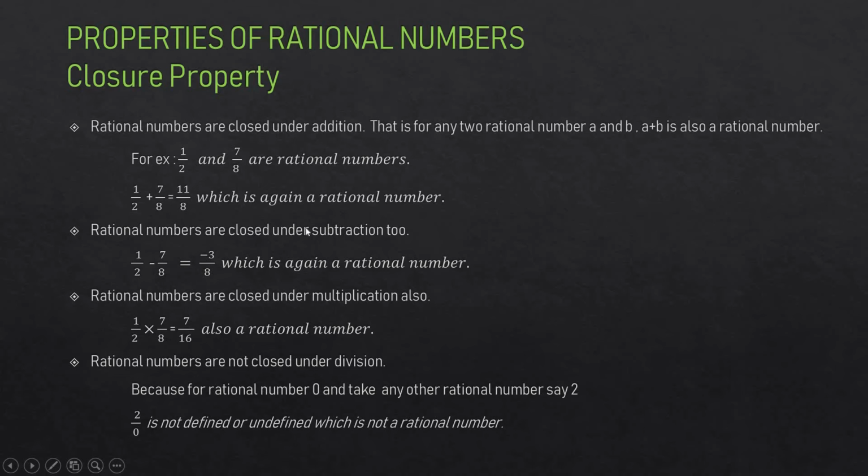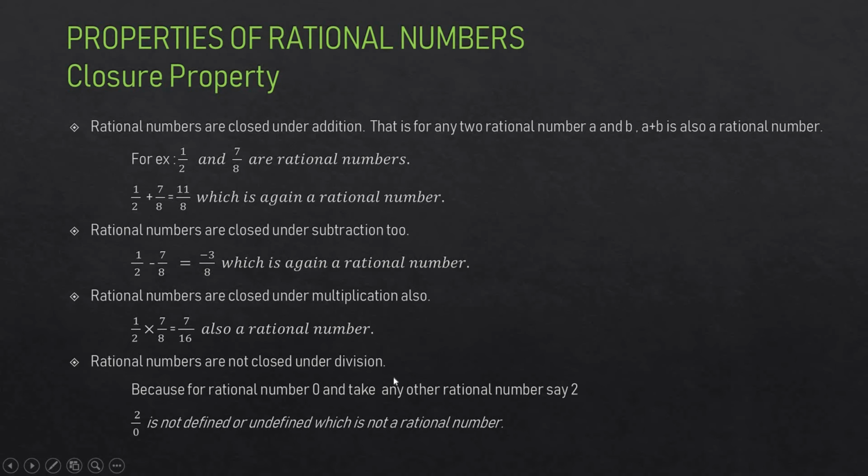Similarly you can show it for subtraction. See, 1 by 2 minus 7 by 8 is equal to minus 3 by 8, which is again a rational number. Next, they are also closed under multiplication. If you are multiplying any 2 rational numbers, the answer is a rational number. But they are not closed under division. Why so? Because for rational number 0, if you are trying to divide any number by 0, it is not defined or undefined, as I already told you. So rational numbers are not closed under division.